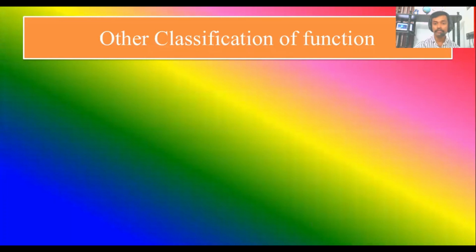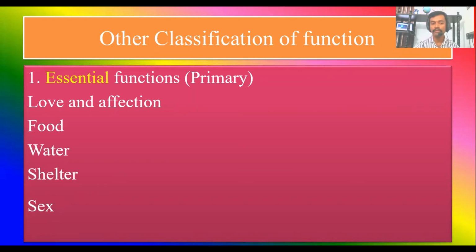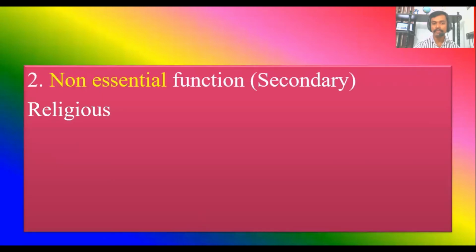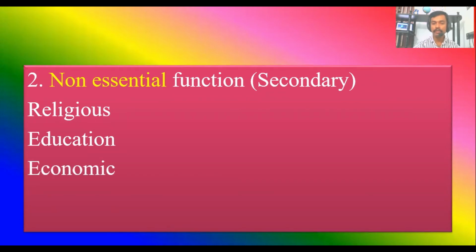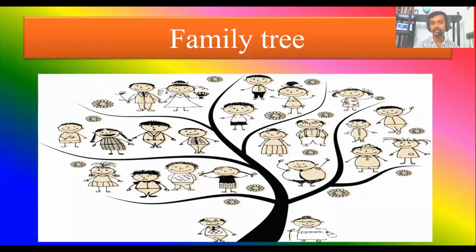moral teaching. Then other classifications of functions: essential functions, which means primary functions of family: love, affection, food, water, shelter, sex, maternity are essential, fundamental, primary. The second classification is non-essential functions: religious, educational, economic, political are all secondary functions.